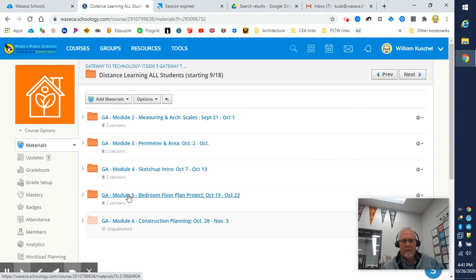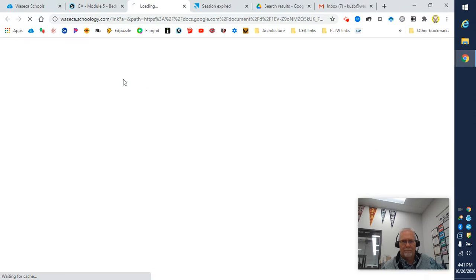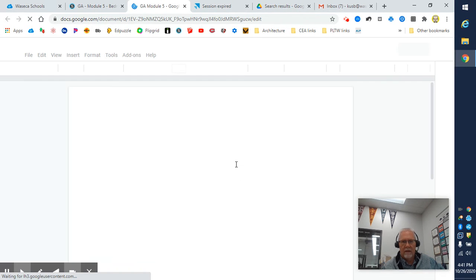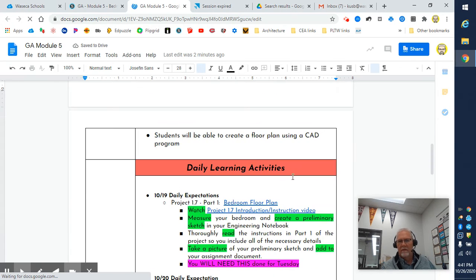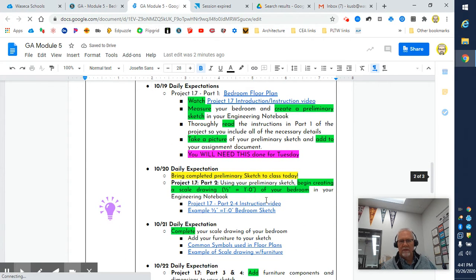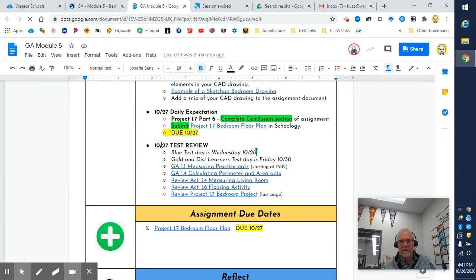They can be found inside of GA Module 5. If we open up Module 5 and then go to the module, you will find some review resources near the bottom of all of your homework section right here.